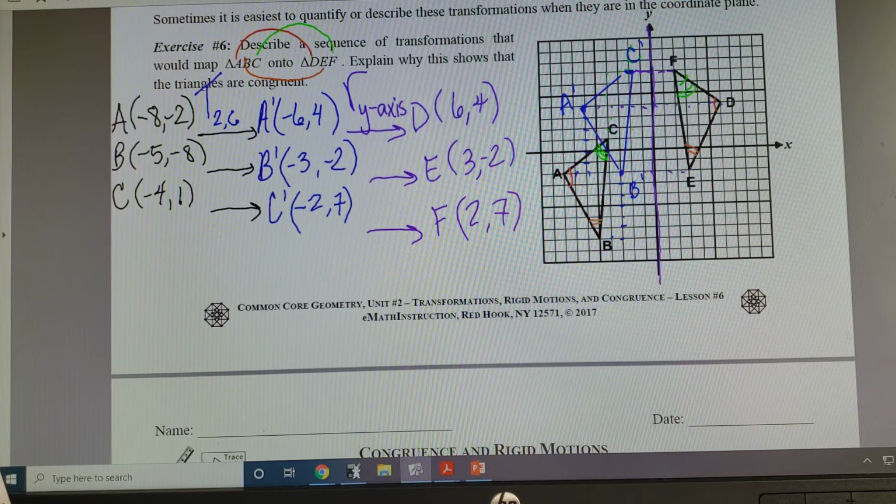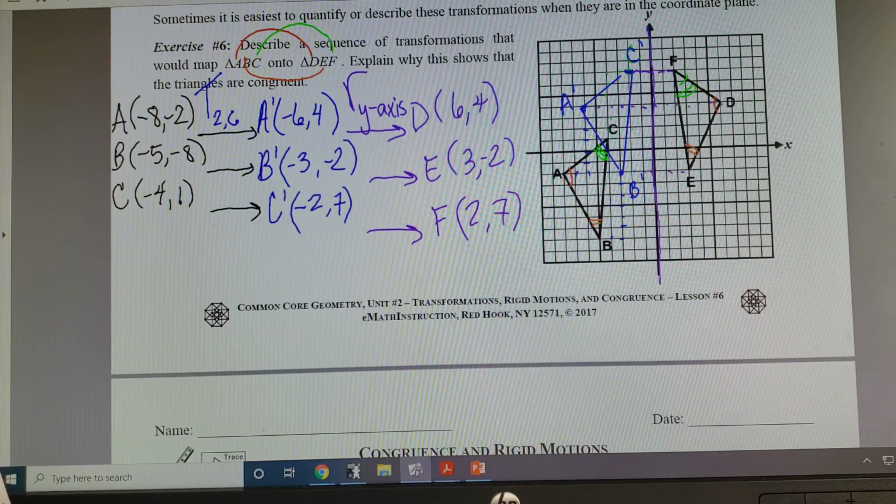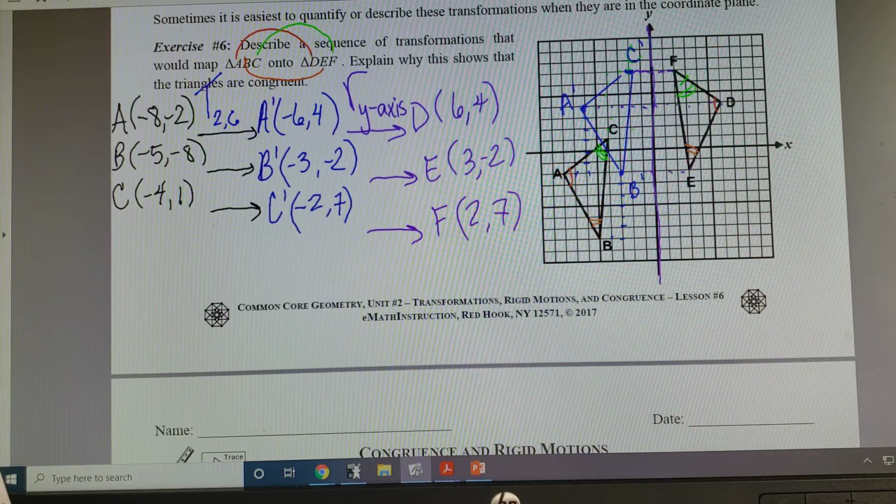So all we have to do is answer the last part of the question, which says, explain why the triangles are congruent. Well, congruent means not only same size, same shape, but it means to, what was the other C word? Coincide. Very good. So that's all we have to write.